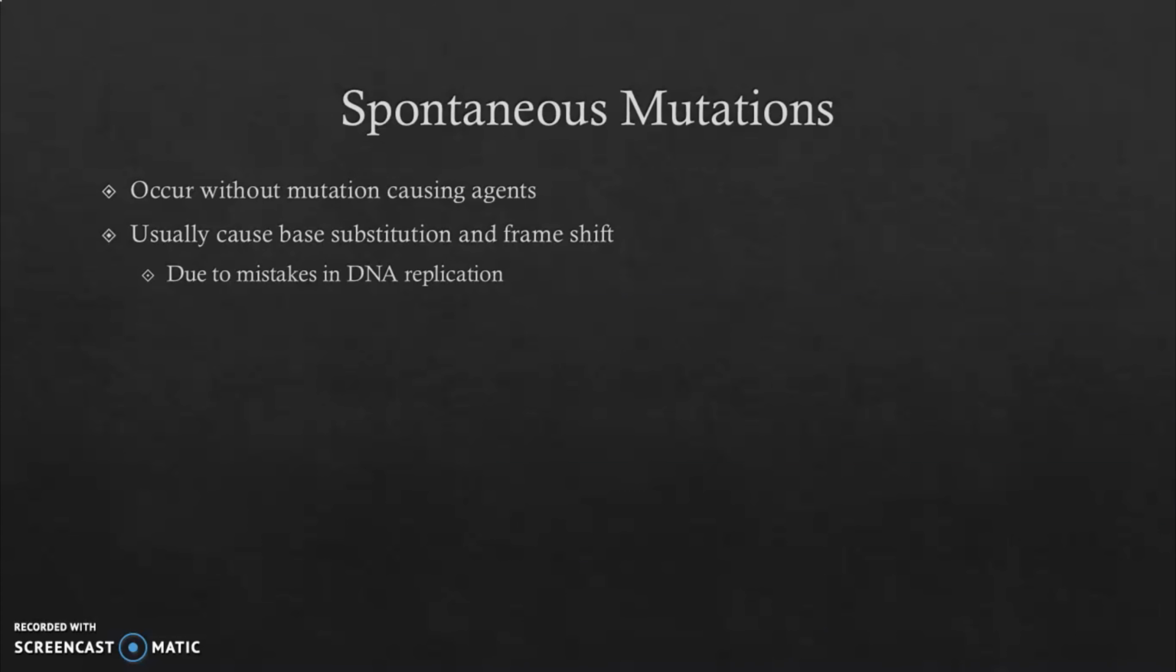And then, of course, there are spontaneous mutations. These occur when there are no mutagenic agents available. They just happen, because of a substitution or frameshift, and it's due to mistakes in DNA replication. Because remember, DNA replication, while very accurate, sometimes just misses. And actually, the accuracy of DNA replication goes down with age. So the older the cell, the more likely it is to make mistakes.